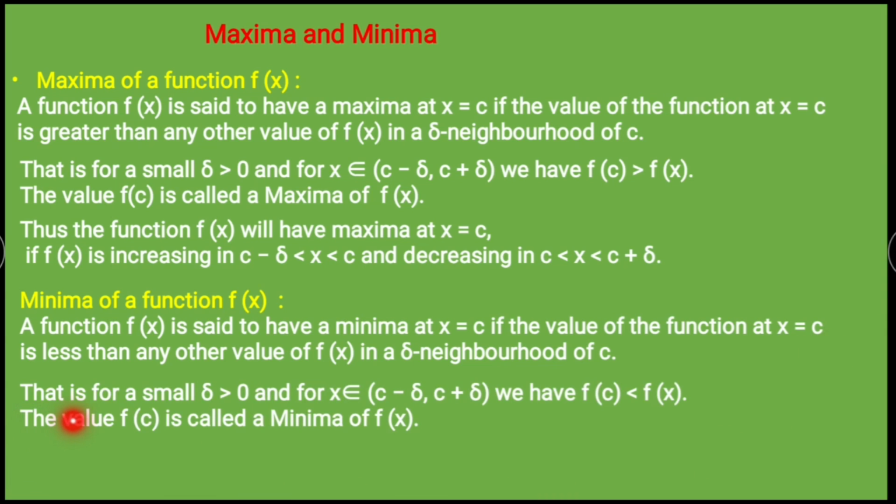Then see here, that is for small delta greater than 0 and for x belongs to (c minus delta, c plus delta), we have f of c less than f of x. Here we write f of c greater than f of x for maxima, and for minima we write f of c less than f of x. The value of f of c is called a minima of f of x.